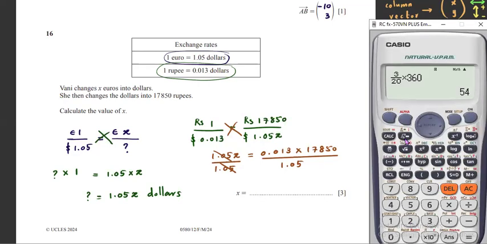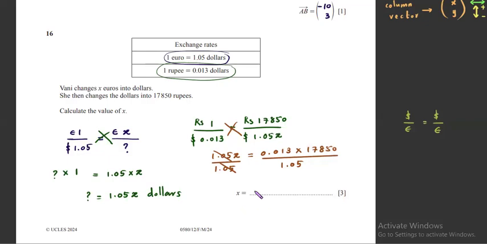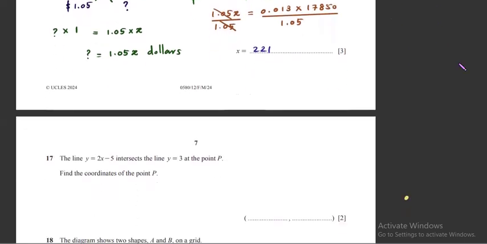I'm going to put this in the calculator. So let's see what we get. 0.013 times 17,850 divided by 1.05. When we do that, we get 221, which means 221 euros were converted into dollars. And then when those dollars were converted into rupees, she ended up getting 17,850 rupees. Now let's move on to the next question, which is question 17.